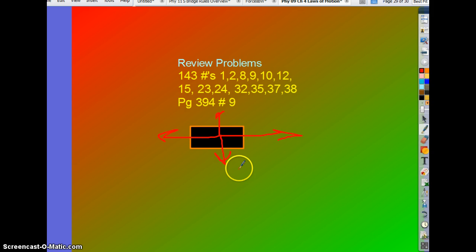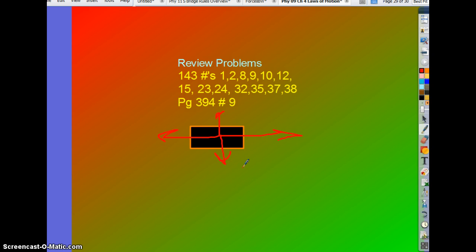Number 2. If an object is at rest, can we conclude that no forces are acting on it? No. We can conclude that no net force acts upon it. We can conclude that the forces acting on it are equaled out, and therefore nothing is making it accelerate.